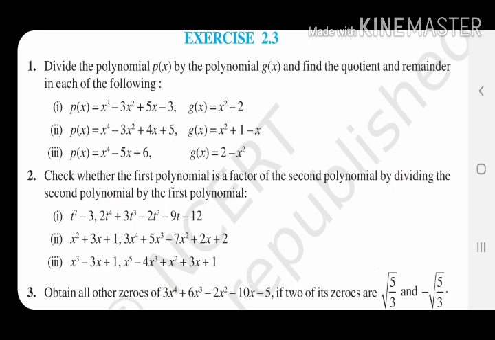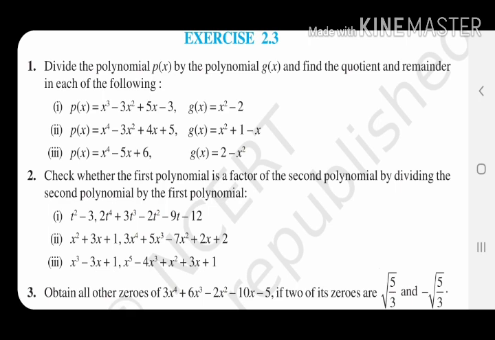Check the question. Divide the polynomial px by the polynomial gx, find the quotient and remainder. As already discussed from the book example, you take px as dividend, gx as the divisor, arrange them according to the decreasing order. I think most are already arranged, then follow the usual steps. Question number 2, check whether the first polynomial is a factor of the second polynomial by dividing the second polynomial by the first.